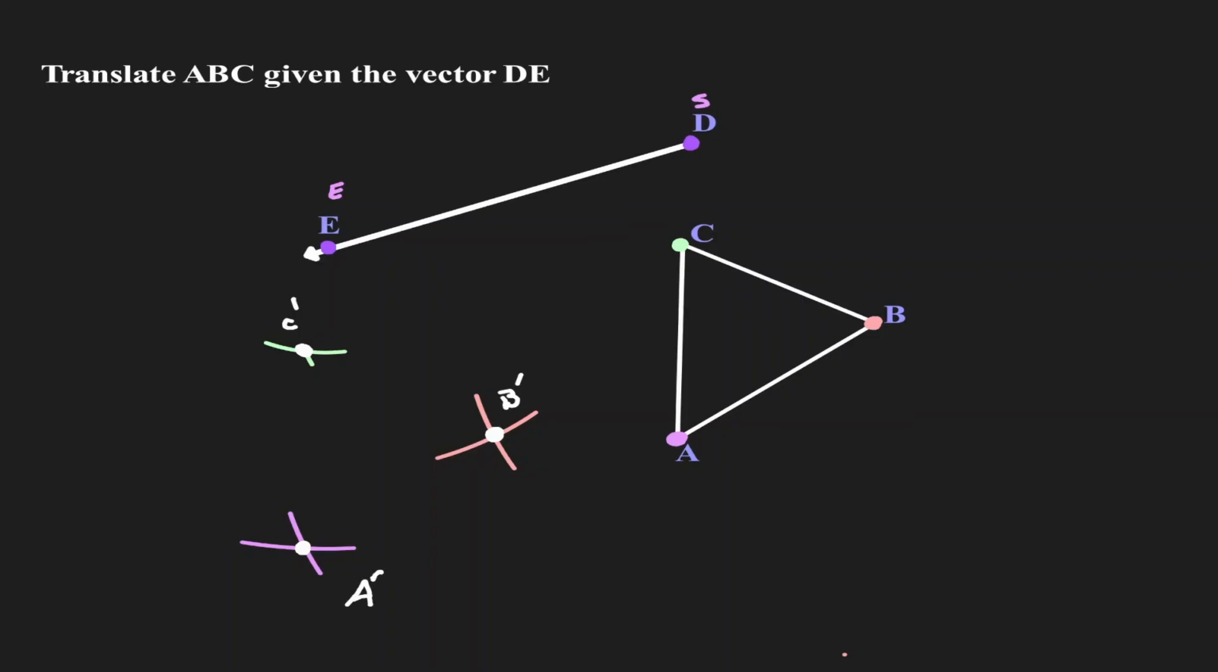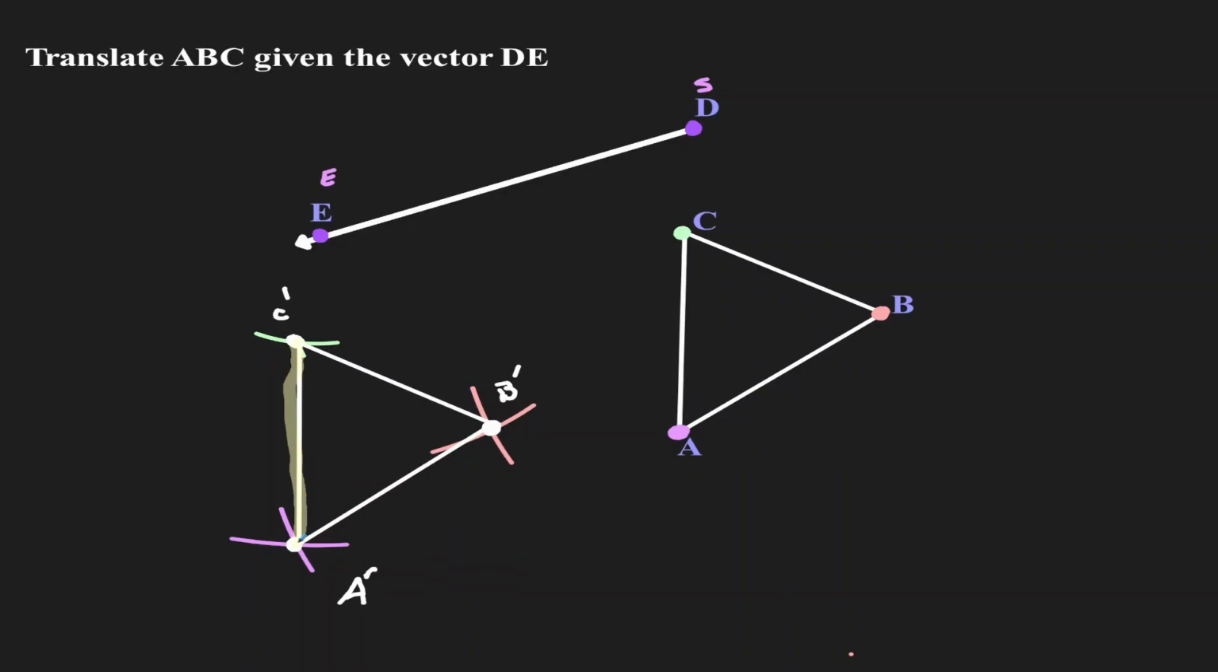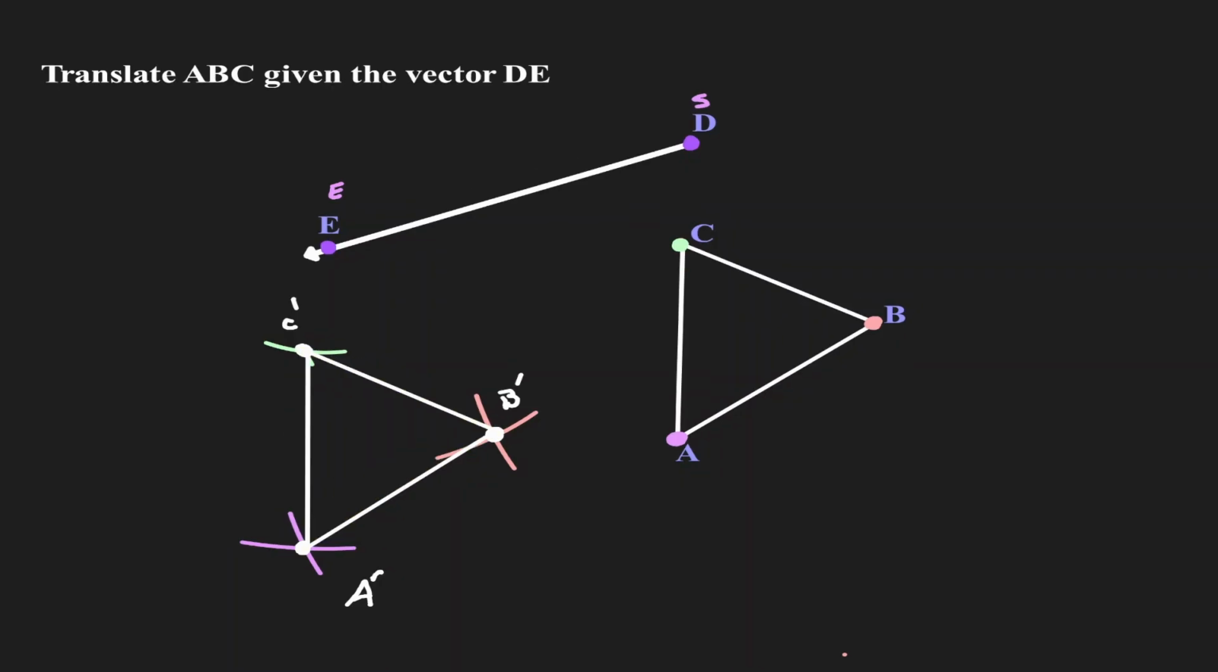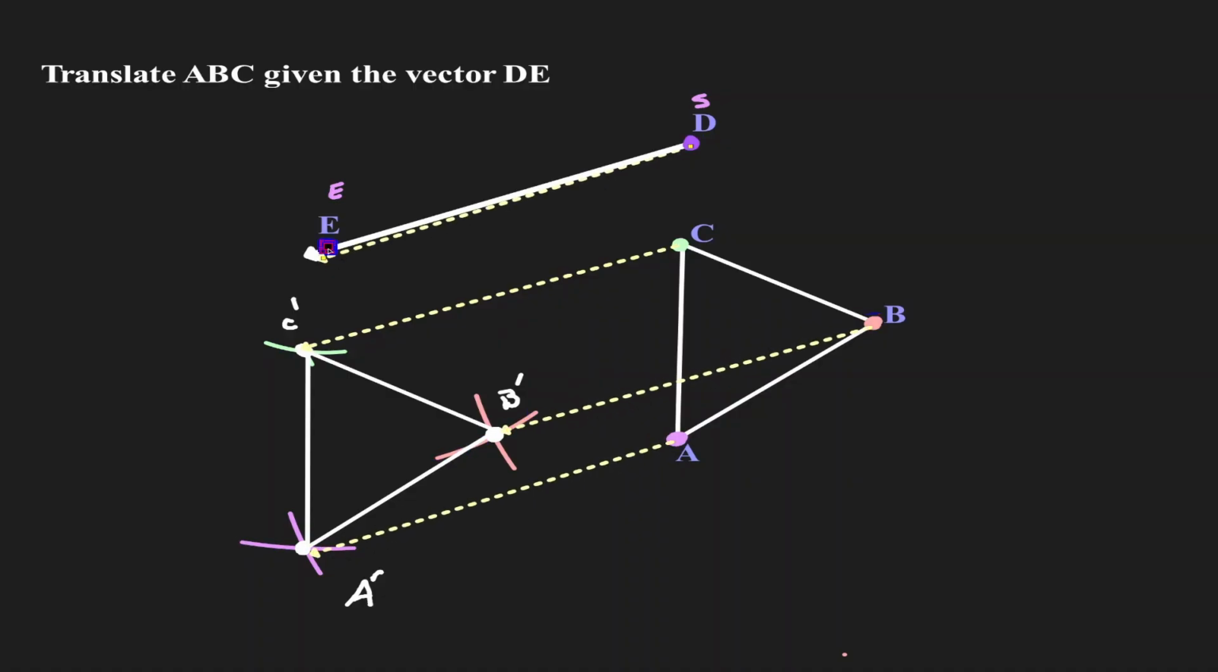Now let's define the triangle after the translation. And this is the triangle that we wanted to find, the image of ABC. Notice that all we did, we moved every single point using the same length and same direction to define our image.